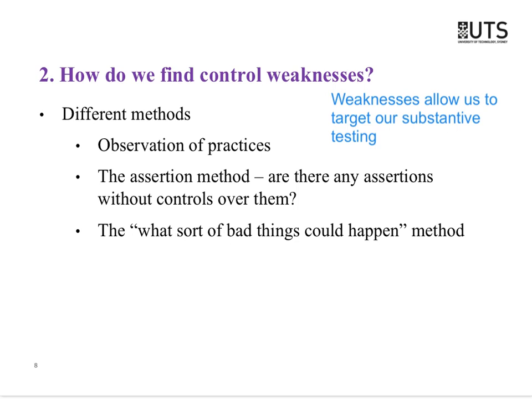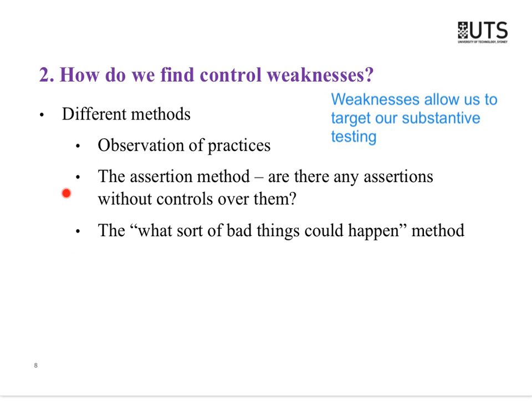Or the what sort of bad things could happen method, where you think up every single possibility that could go wrong. Oh, we charge someone the wrong price. Oh, we send them the wrong goods. We deliver it to the wrong address. We accidentally invoice them twice. You come up with every bad thing that could happen, and then you try and figure out, is there a control to prevent charging them the wrong price? Is there a control to prevent sending them the wrong goods?